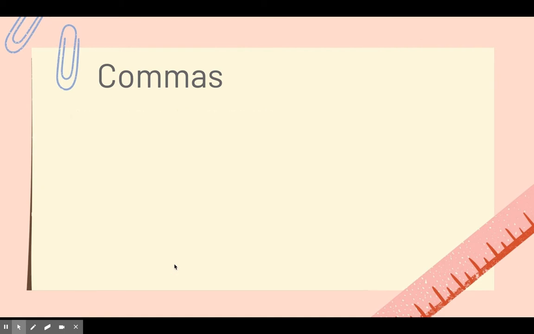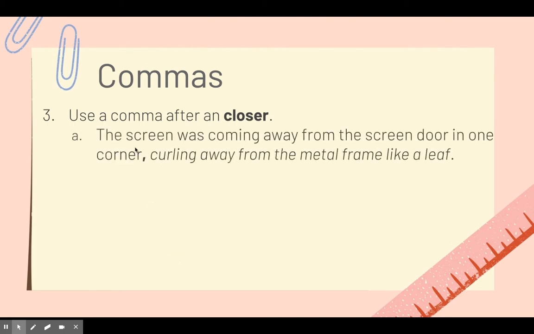You also use commas, rule number 3, with a closer. So something's at the end of the independent clause. So here's my sentence. The screen was coming away from the screen door in one corner. I could put a period right there after corner, but I don't. I have a gerund phrase as a closer, comma, curling away from the metal frame like a leaf.